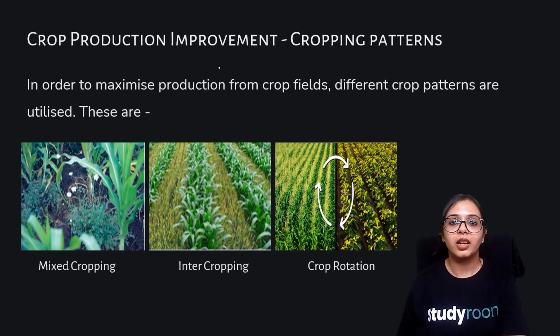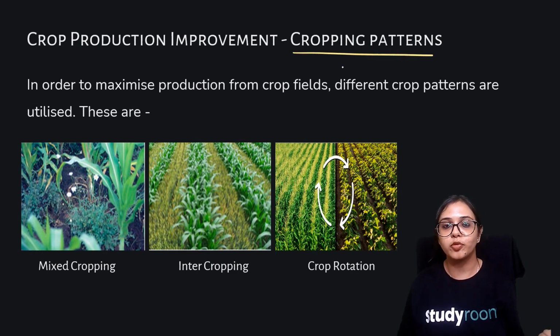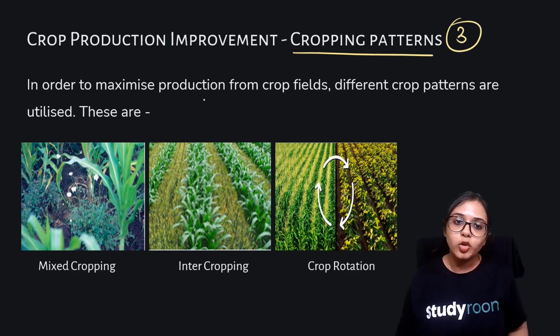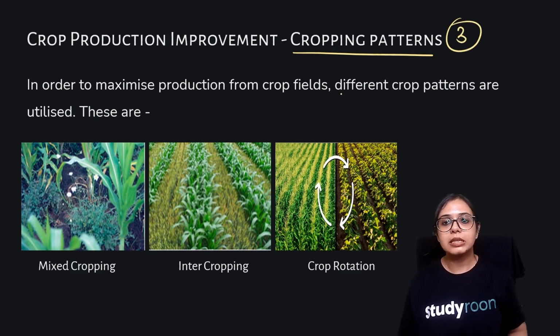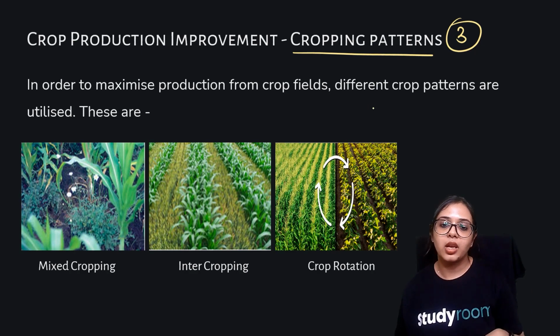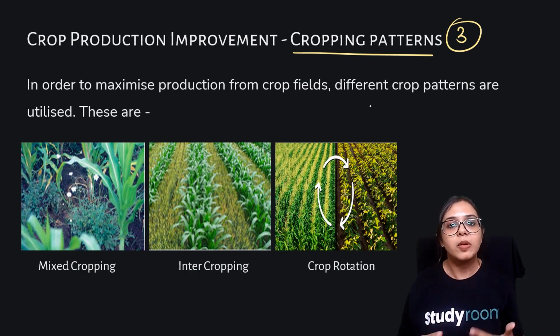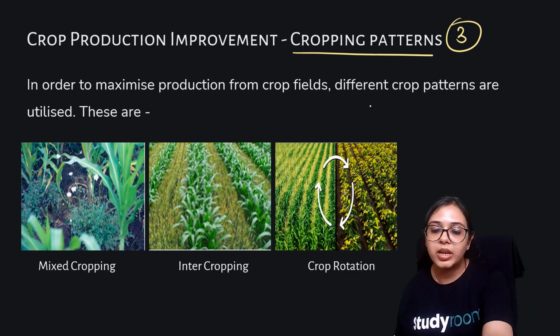The third part that we have to look at when we are talking about the production management or the production improvement, that is the cropping patterns. All right. So in order to maximize production for crop fields, different crop patterns are utilized. It is either known as mixed cropping or intercropping or crop rotation. So these are three different methods by which farmers ensure that the nutrient management in the soil is being evenly distributed and that is not being disturbed.